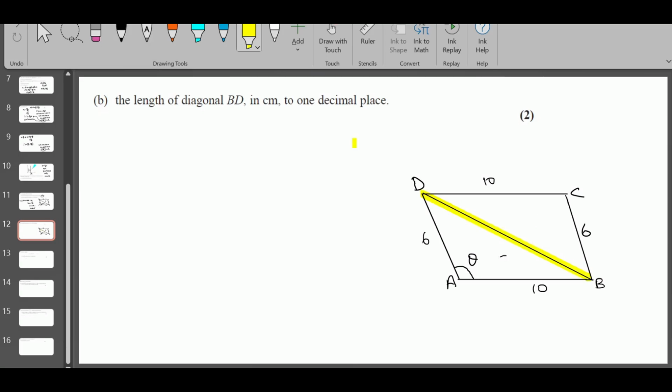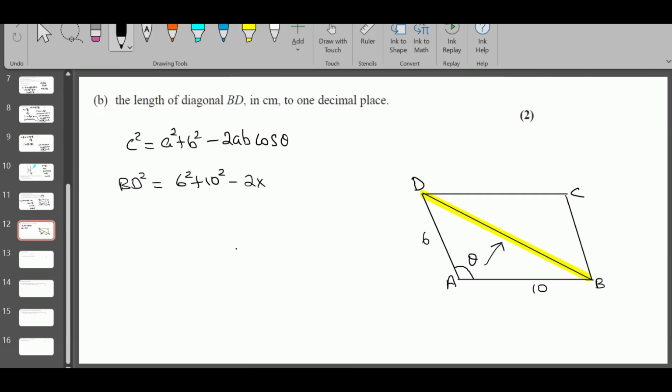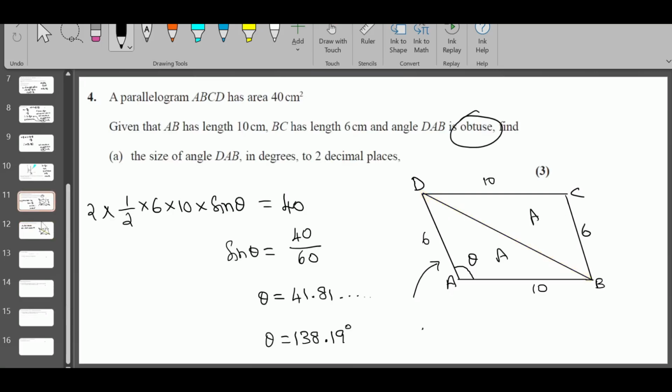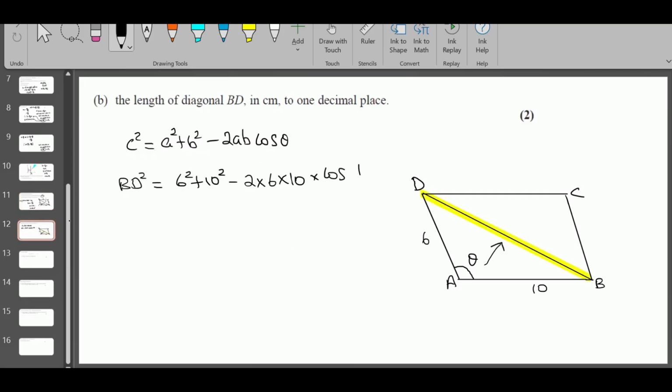We know theta also, so we can apply the cosine rule. The opposite side is c. The cosine rule is c square equals a square plus b square minus 2ab cos theta. So BD square is 6 square plus 10 square minus 2 times 6 times 10 cos theta. Do not use the rounded figure, 138.18 dot dot. We stored the actual value, so we are going to use the actual value. Get this value, then find the square root of it.